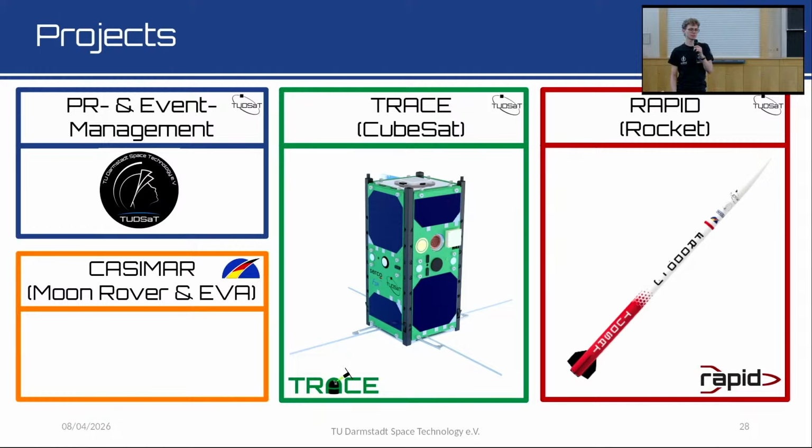Then we have the Casima team, which is building rover equipment and also tools for astronauts. It's more prototyping, and I guess playing around, seeing what's possible. They plan to use the Moon Analog Facility in Köln for that. That's a joint group from all the German-speaking rocketry teams around.